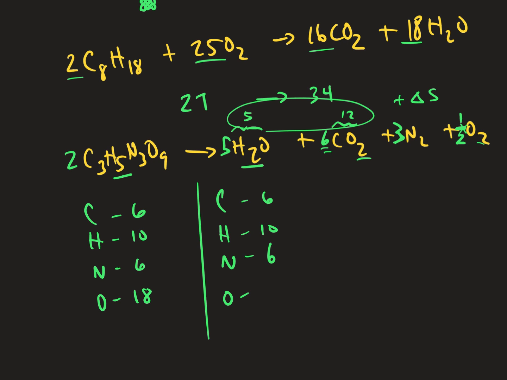Can we leave it like that? We can't leave it like that. It's balanced now, so we have 18 on both sides, but we have to multiply everything by 2. So that's going to be a 4 here, a 10 here, a 12 here, 6 here, and a 1 here. Good?